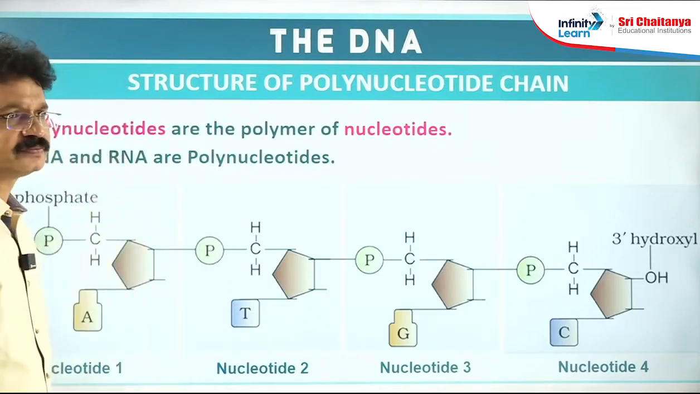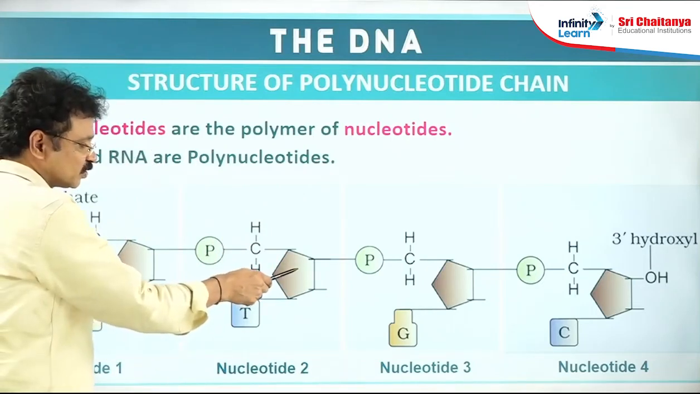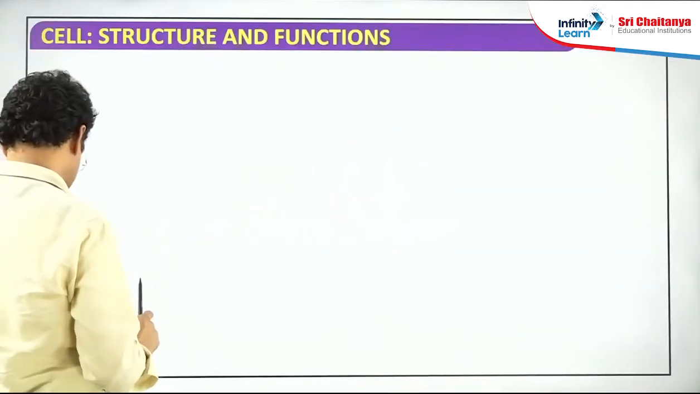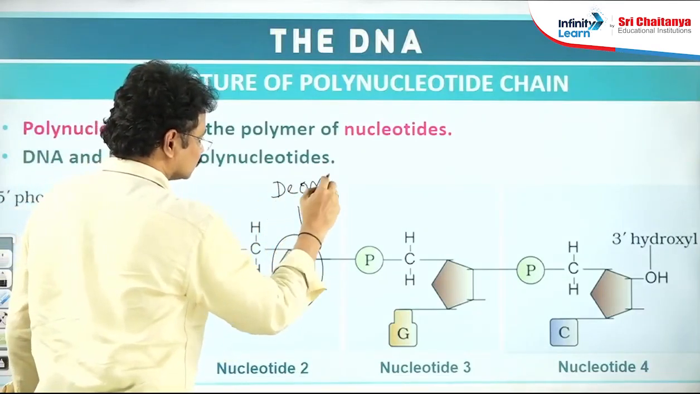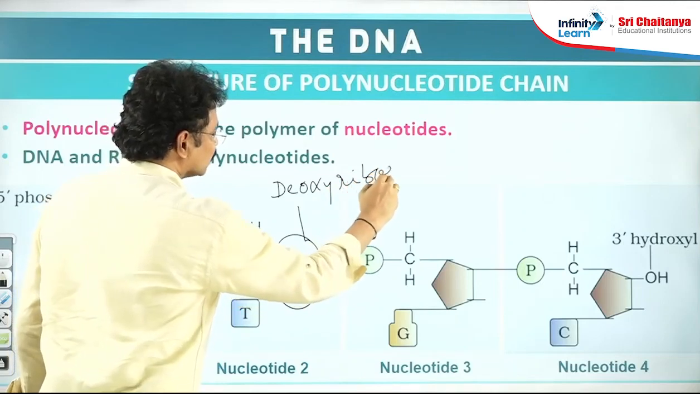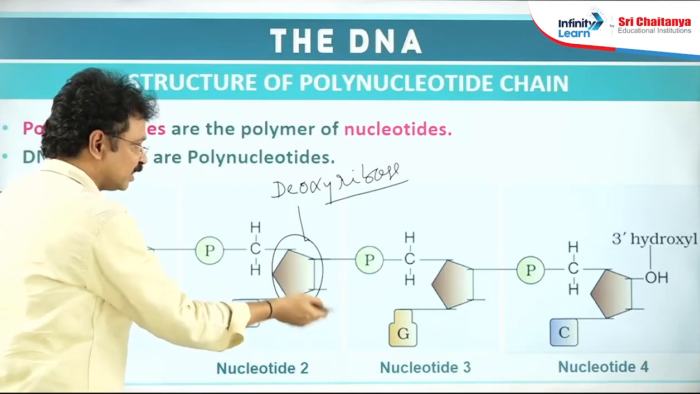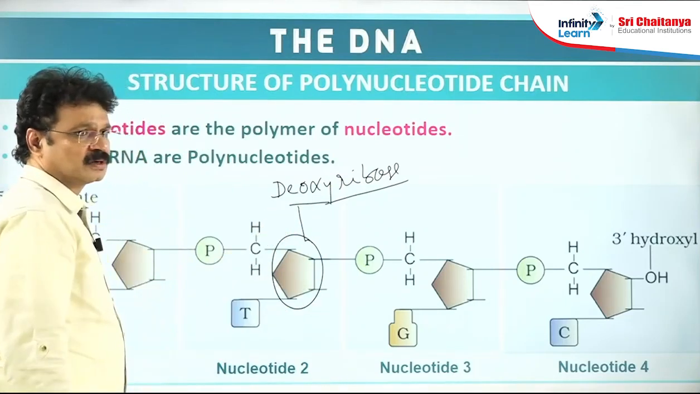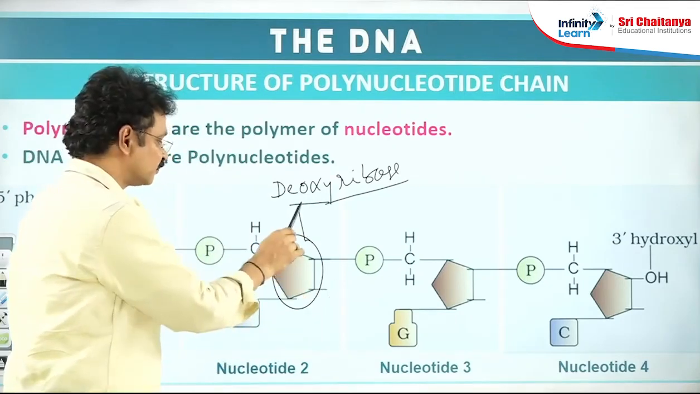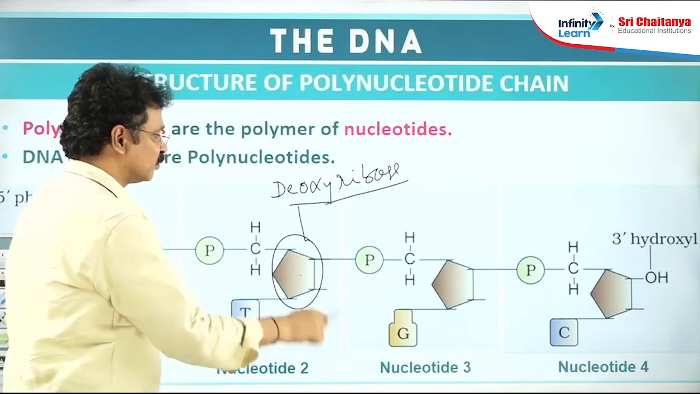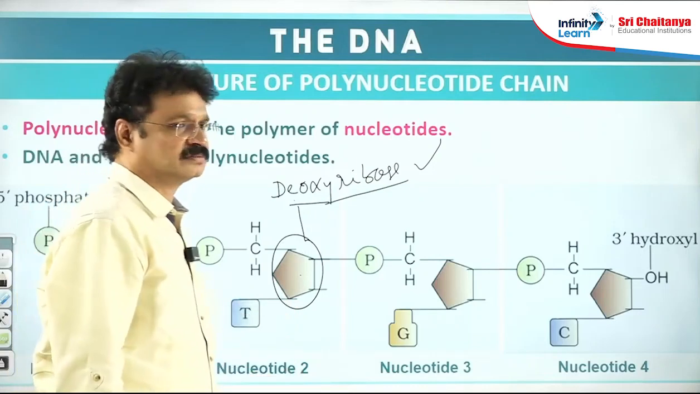Yes, good, nice. And another important concept: how can you say the sugar is deoxyribose? This sugar is deoxyribose only. Deoxyribose sugar. There is no formula to identify whether it is deoxyribose or ribose, but one logic is there. You can apply a logic to identify that this sugar is not ribose, it is only deoxyribose. What kind of logic is behind this?